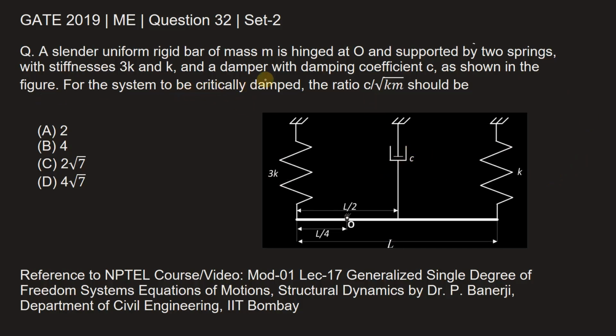For the system to be critically damped, the ratio C by under root Km should be. So among these four options, we have to determine what is the value of the ratio C upon under root Km. We'll start by making some observations in the given information and in the diagram.